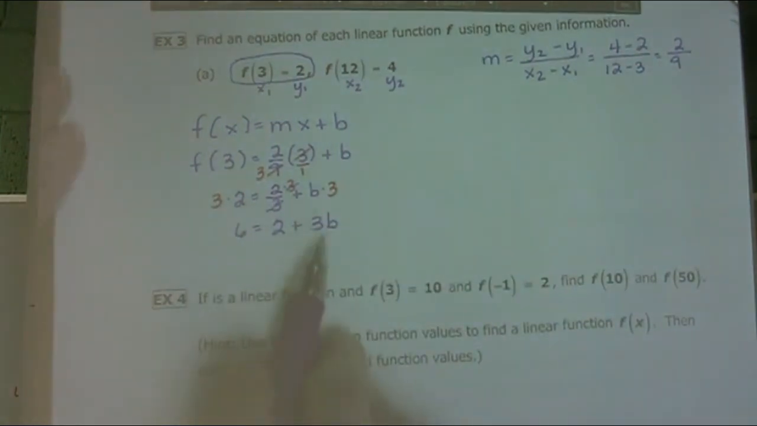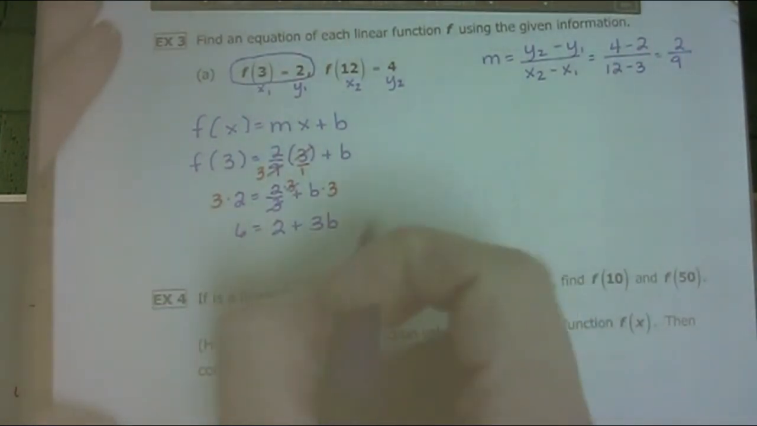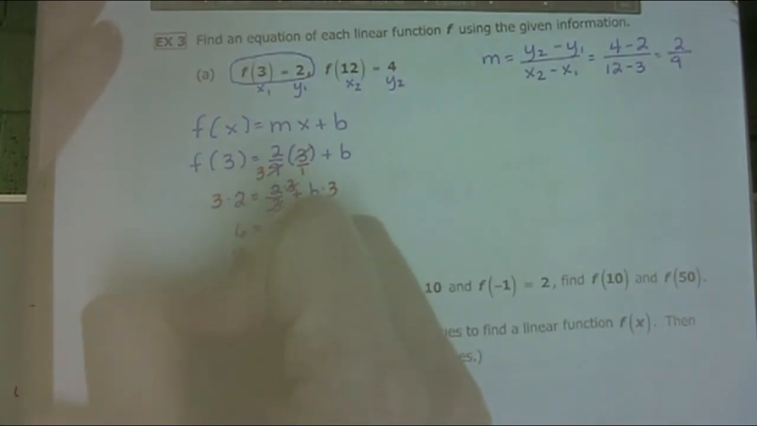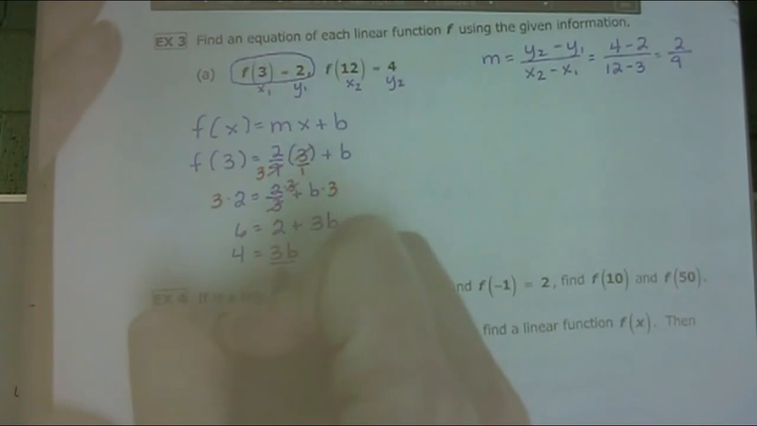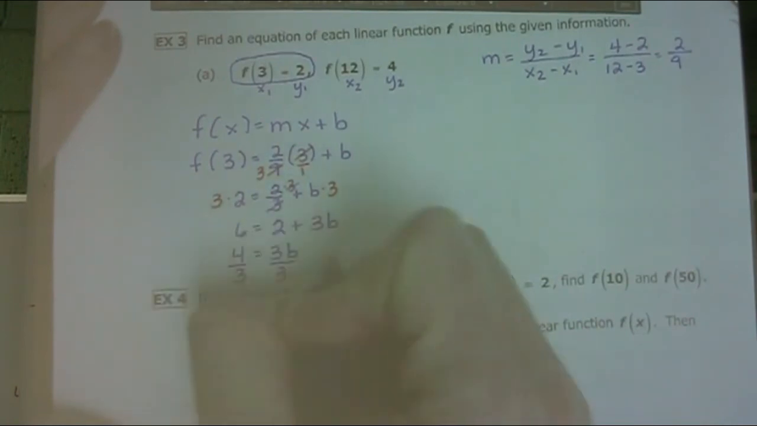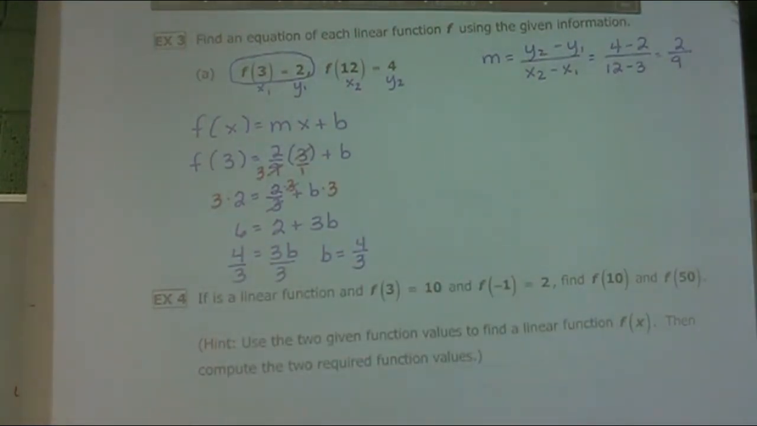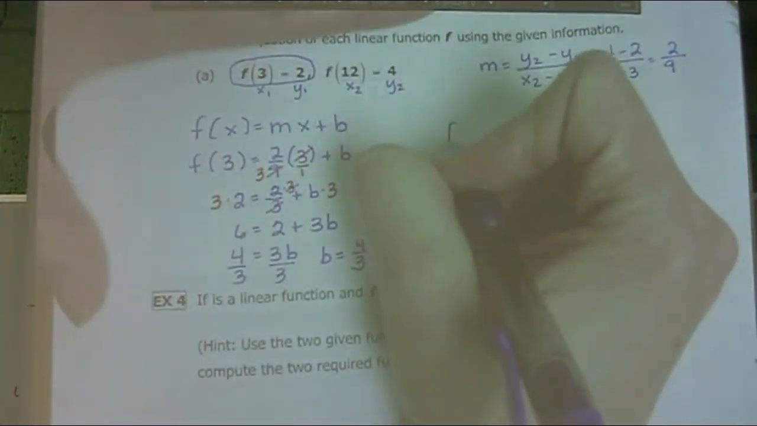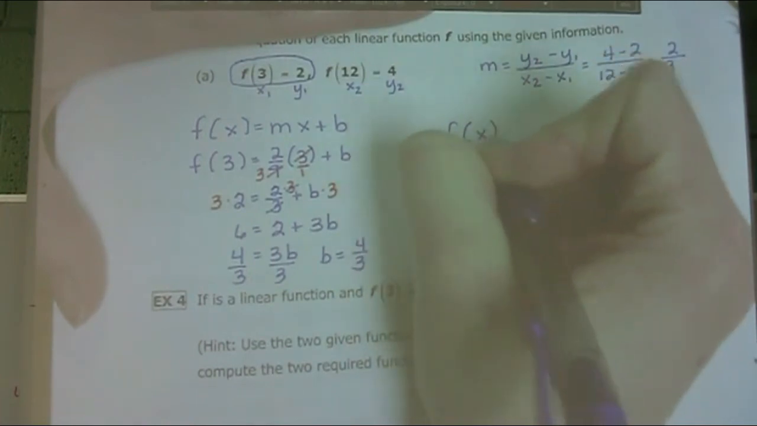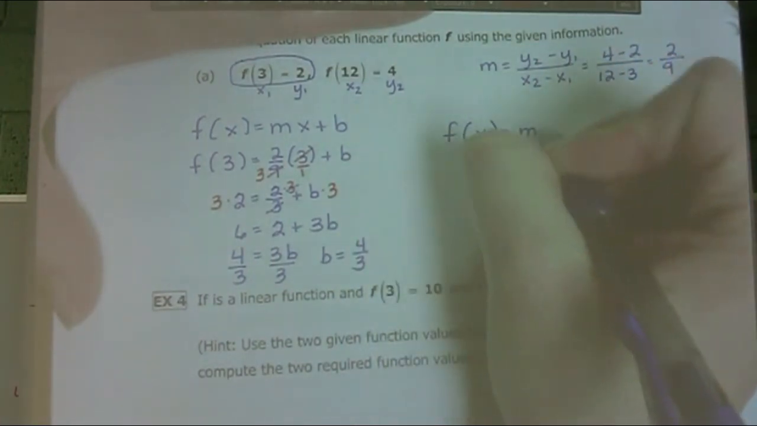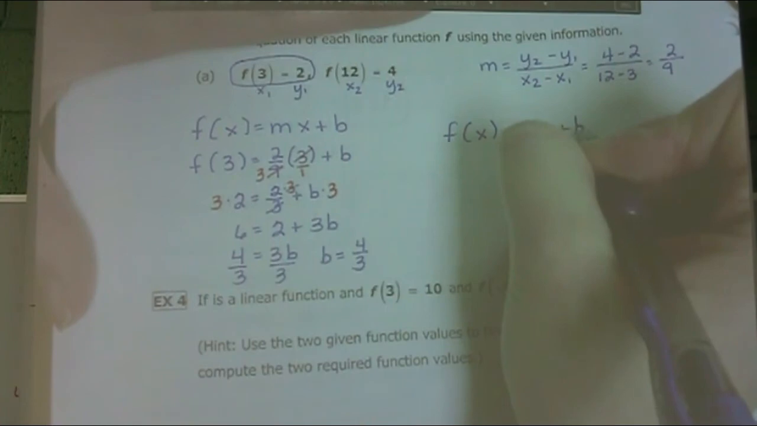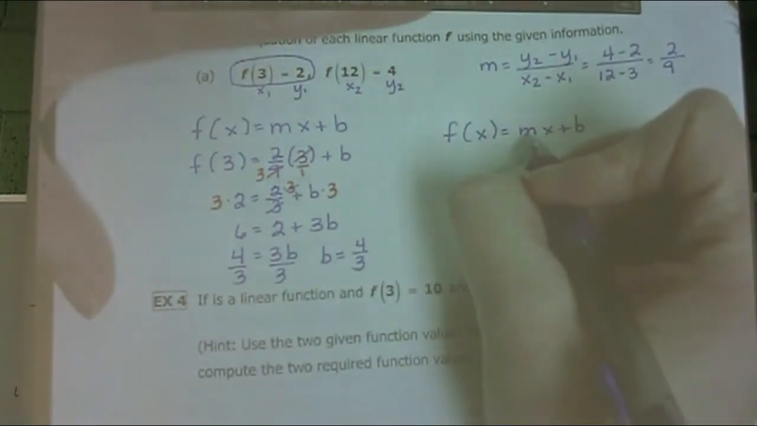Now keep in mind, your b also has to get multiplied by 3. Subtract 2 from both sides, and we have 4 equals 3b. Divide both sides by 3, and we have b equals 4/3. Now we can write our function. Just get yourself a clean function to work with. F of x equals mx plus b. All right, now we're going to put in m and b.